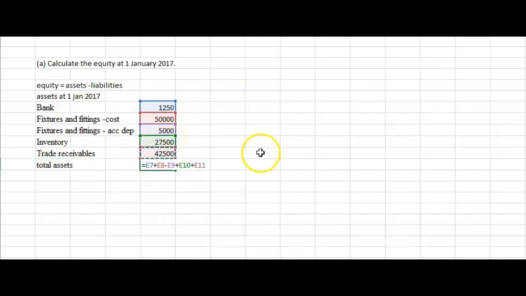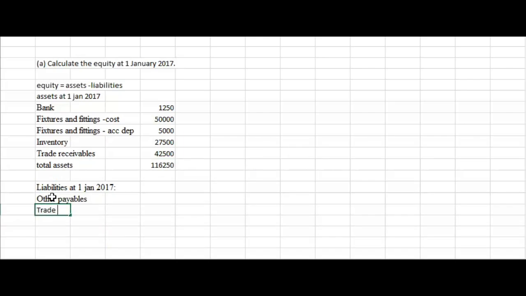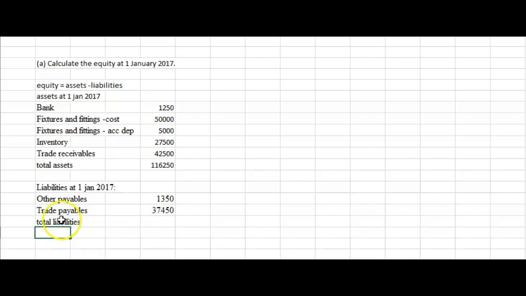Now we add all the assets together and deduct the accumulated depreciation. This gives us total assets of 116,250. Next, we calculate the total liabilities as at 1 January 2017. From the question, the liabilities are: other payables, general expenses, 1,350. Trade payables, 37,450. There are no other liabilities mentioned, so we add these together to get total liabilities of 38,800.